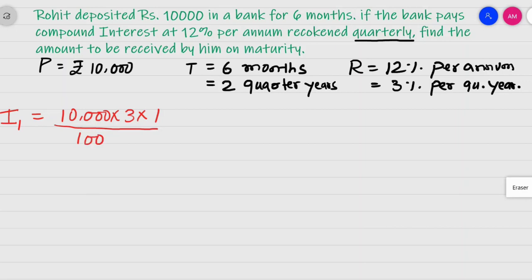This we take as per the question given. If it is quarterly, we take 1 quarter year. If it is half yearly, we take 1 half year. And if it is annually, we take 1 complete year.